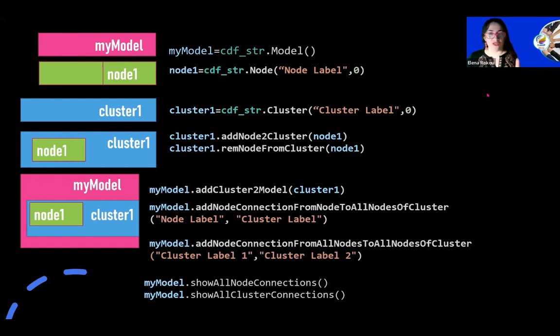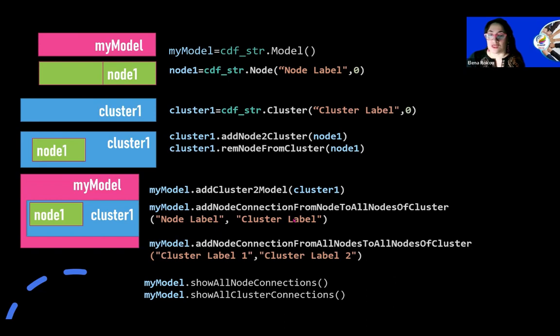Add node connection from a node to a node. Add a node connection from a node to all the nodes of a cluster. And add node connections from all the nodes of a cluster to all the nodes of another cluster, like saying all the alternatives connected to all the criteria of this cluster. Or from a node to all nodes, like the goal needs to be connected to all the criteria. So it's just a command in those cases.